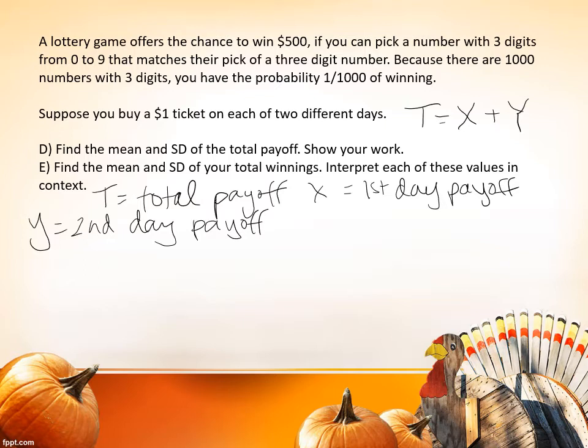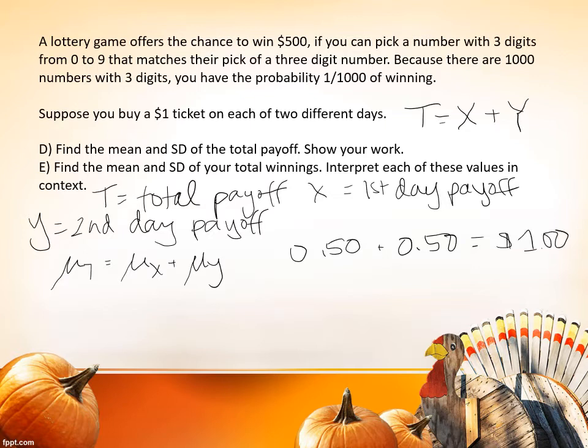And this is payoff, mind you, not winnings. So again, mu of T is equal to mu of X plus mu of Y. Each day has the same payoff, so it should be 50 cents plus 50 cents. So if I play for two days, I should expect to win an average of $1. And then the same is also true of my variance. I need to add the two variances.